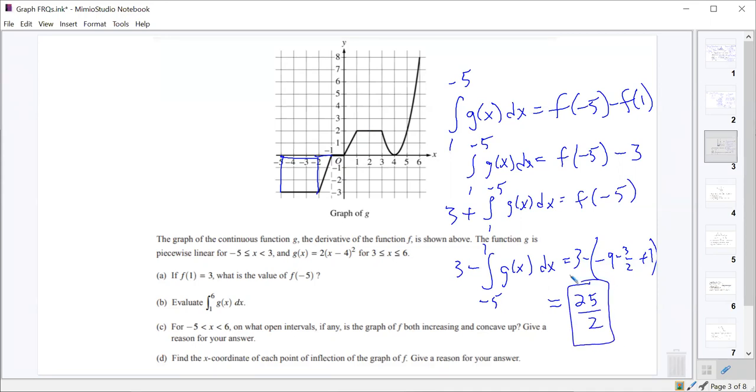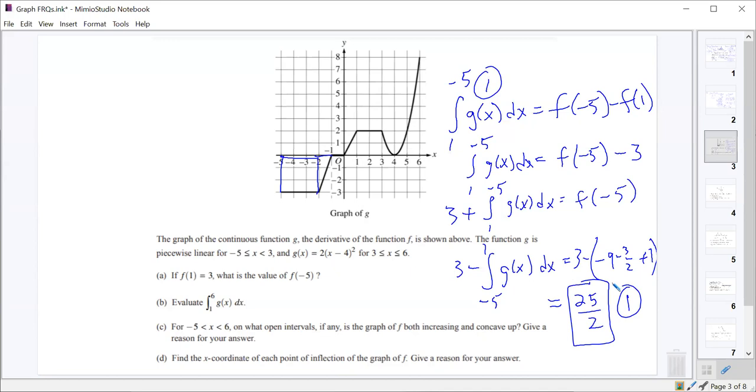Any questions there on part A? How many points was that worth? That was worth 2 points. 1 point for using this integral in some way, and 1 point for the final answer. And was the way you just did it the only way to do it? Pretty much. Yeah. Yep. Okay.